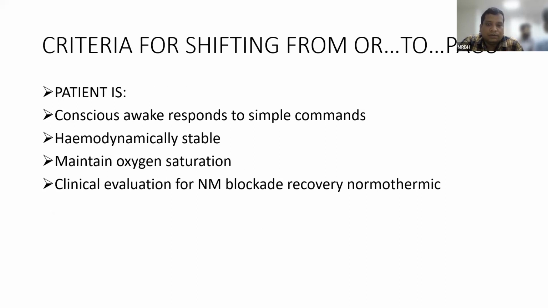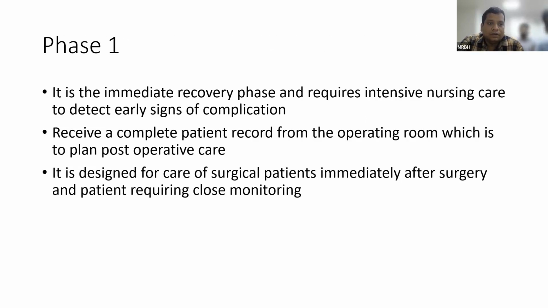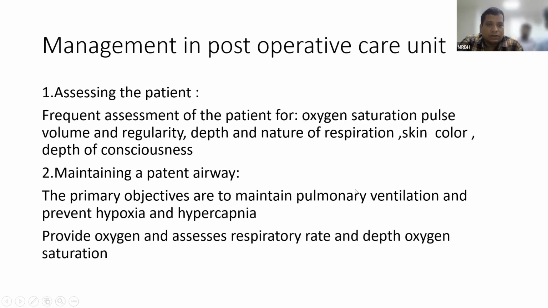Criteria for shifting from the operating room to the PACU are: the patient is conscious, awake, responds to simple commands, is hemodynamically stable, maintains oxygen saturation, has clinical evaluation for neuromuscular blockade recovery, and is normothermic. Phase 1 is the immediate recovery phase and requires intensive nursing care to detect early signs of complications and to receive a complete patient record from the operating room, in order to plan post-operative care. It is designed for care of the surgical patient immediately after surgery and patients requiring close monitoring.